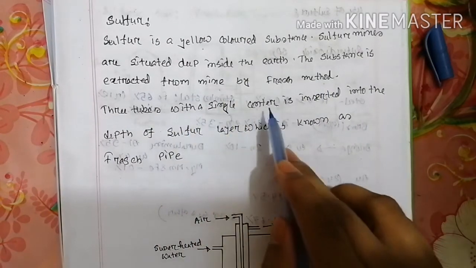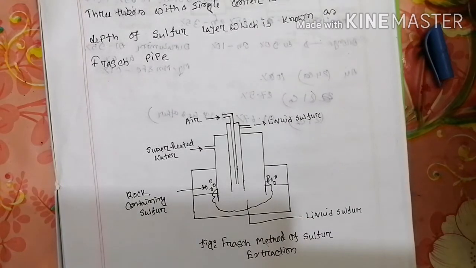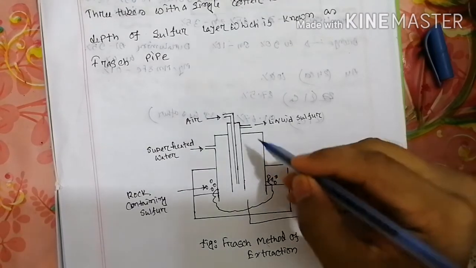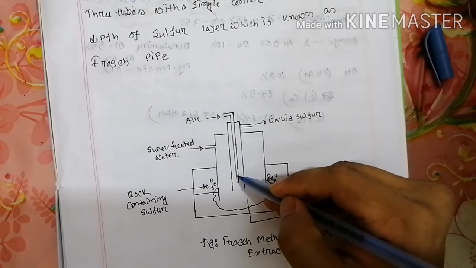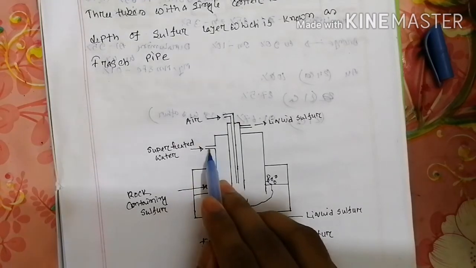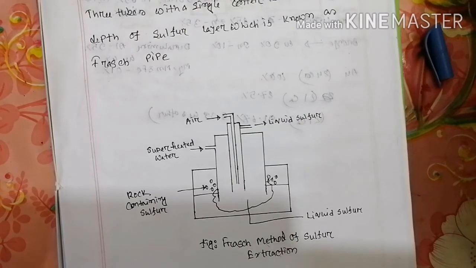Three concentric tubes are inserted into the deep sulfur layer, which is known as the Frasch pipe. How do we extract sulfur from the sulfur layer? Here three pipes are used in this process. In the middle pipe, heated air is inserted with pressure. In the other pipe, superheated water is inserted. Superheated water means water with a boiling point of more than 100 degrees, because pressure is applied. For this, water boils at 115 degrees Celsius.